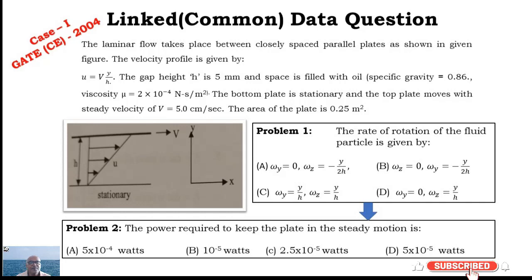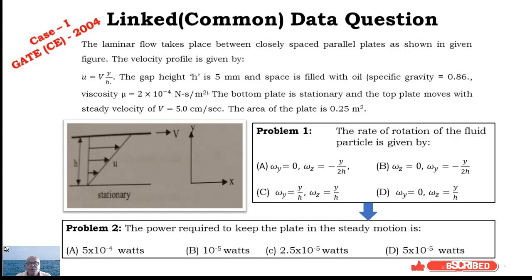The viscosity mu is equal to 2 into 10 raised to minus 4 Newton second per meter square. And the bottom plate is stationary and the top plate moves with the steady velocity V is equal to 5 cm per second. The area of the plate is 0.25 meter square. So using this data, the two problems are asked.